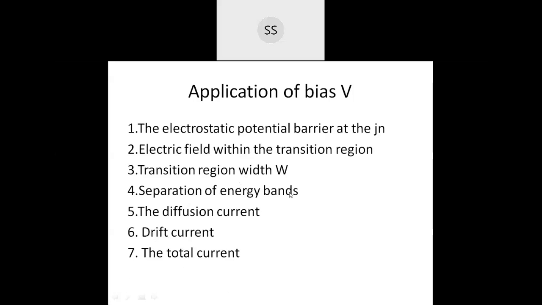Therefore, at equilibrium we have everything in the standstill condition. But as soon as you apply the voltage V across the junction, these are the 7 parameters that are going to be affected. Now we will take them one by one and see their effects. Among them, the first one is the electrostatic potential barrier at the junction. What happens to this?